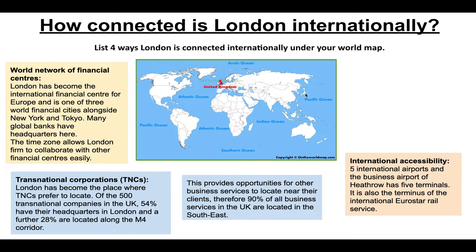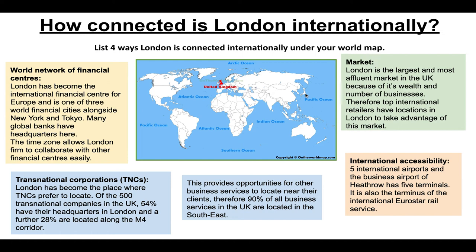Finally then, the market. Now, when I use the phrase the market, it is similar to a literal market where you'd go buy fruit and vegetables. When we say a market, we're saying a place where people are able to buy and sell things. And London is one of the largest and most affluent. When we say this word affluent, we mean wealthy. So one of the largest and most wealthy markets in the UK because of how much people earn on average and the number of businesses.